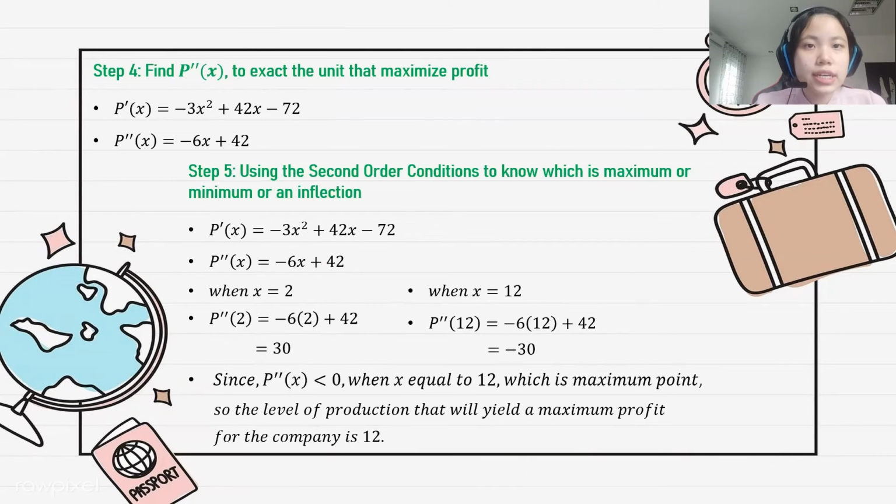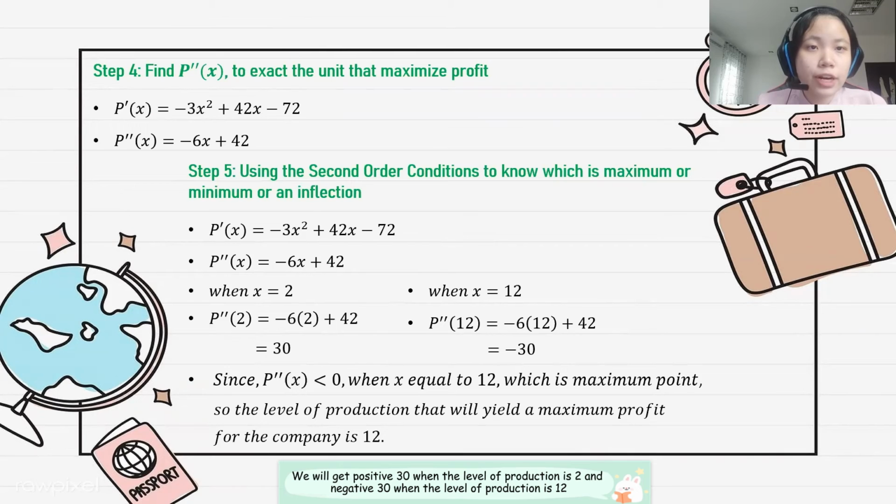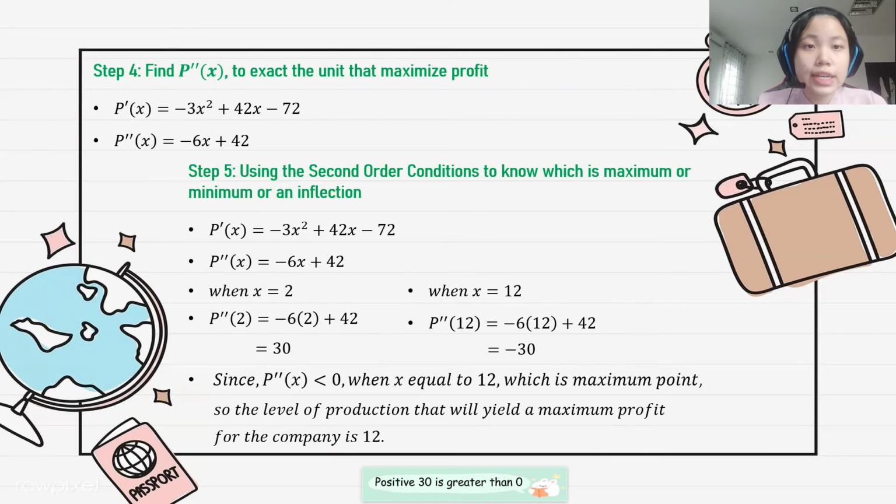Last step, using the second order condition to know whether the levels of production 2 and 12 are a maximum, a minimum, or an inflection. Insert 2 and 12 into the second derivative of the profit function. We will get positive 30 when the level of production is 2 and negative 30 when the level of production is 12. Positive 30 is greater than 0, that means a minimum level, while negative 30 is less than 0, which means that is a maximum point.